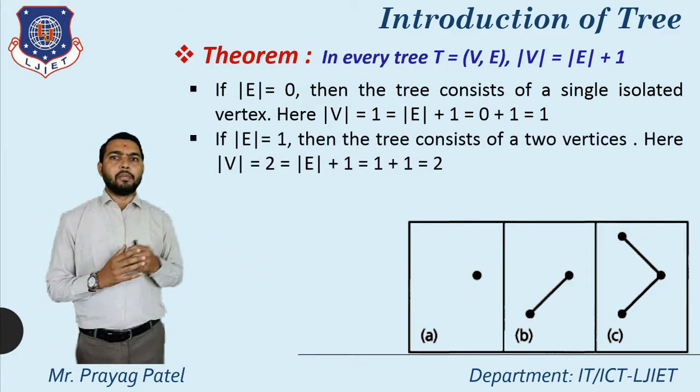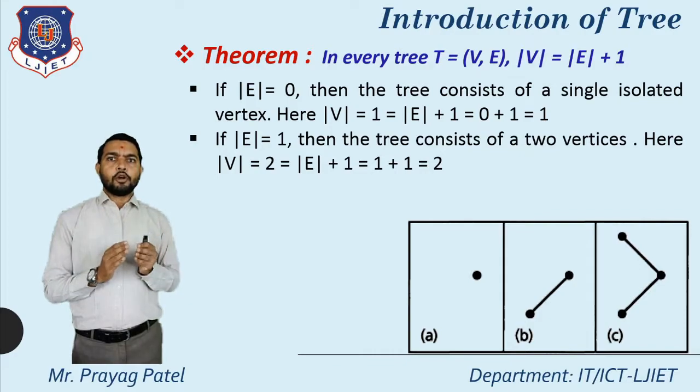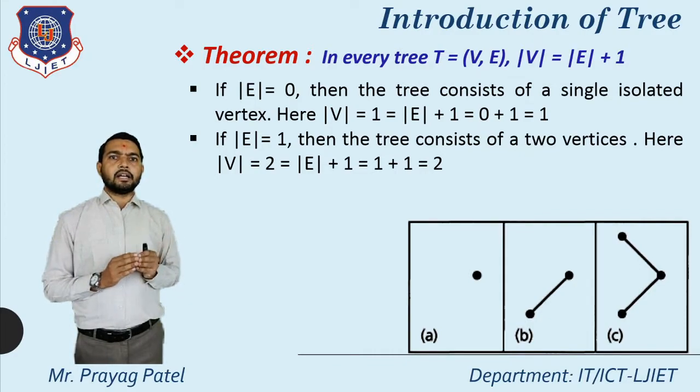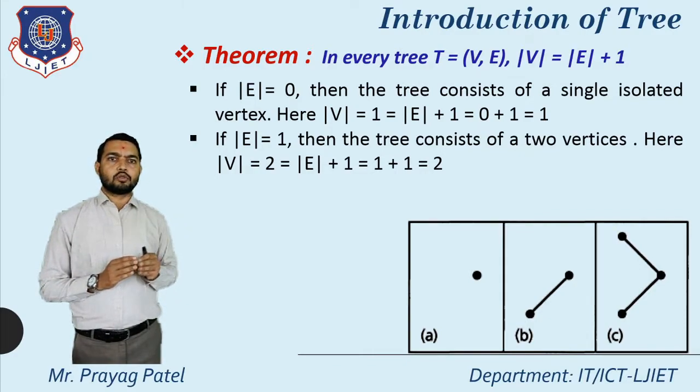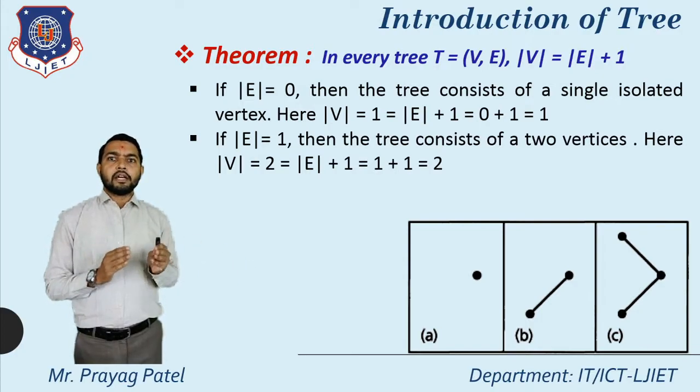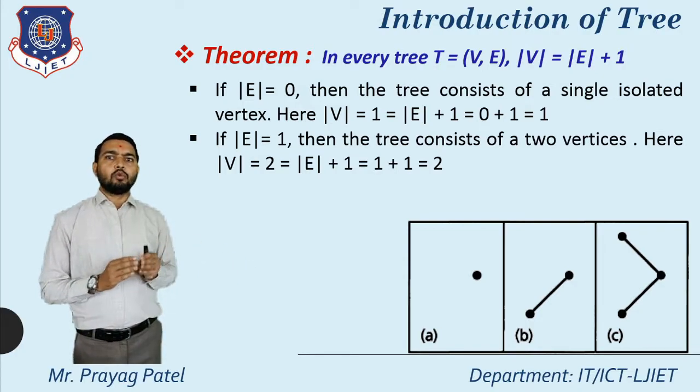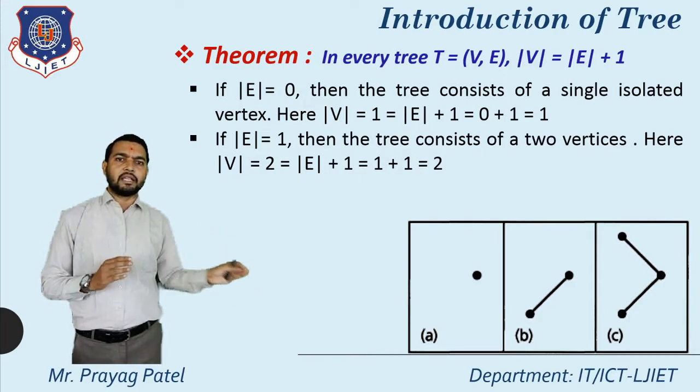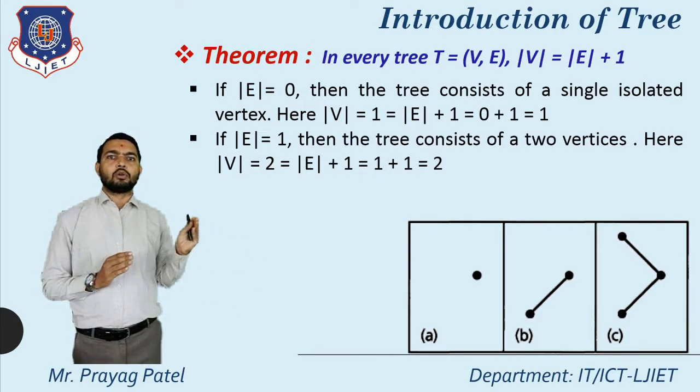Now for the second figure B. If |V| equal to 1, then the tree consists of two vertices. So here two vertices are available. Here |V| equal to 2 equals |E| plus 1. |E| means the number of edges. Here only one edge is available, so 1 plus 1 equal to 2.